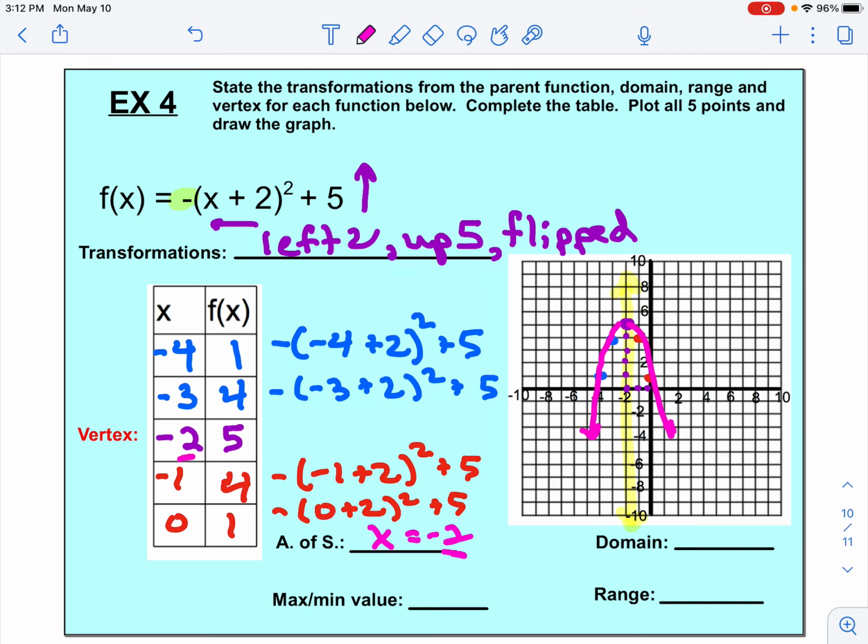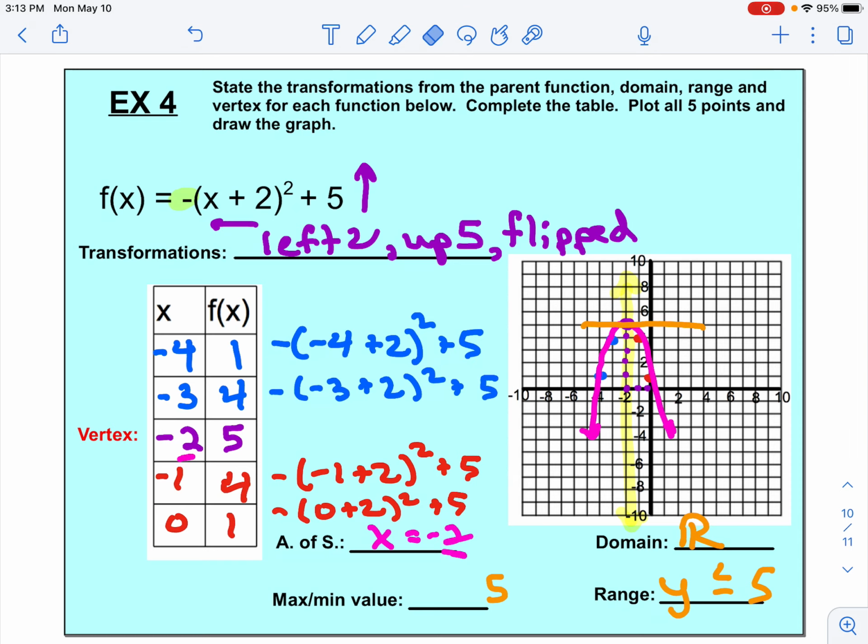Okay, now the minimum value or maximum value. My values never go above this point on the y-axis, which is 5. So how do my y values compare to 5? Well, they're always less than or equal to 5. My domain is all real numbers, and my range is y less than or equal to 5. My maximum value is just 5. I think I kind of talked about that together.